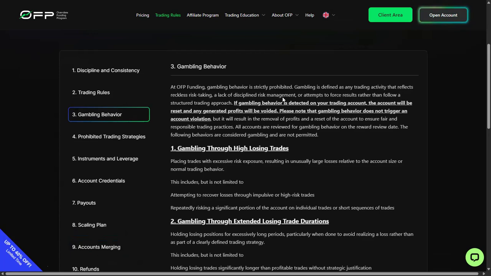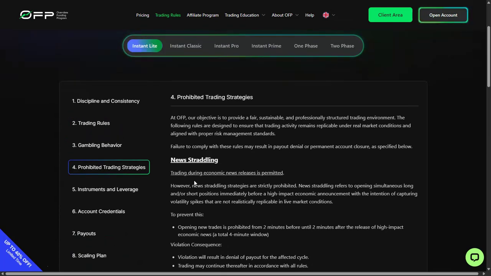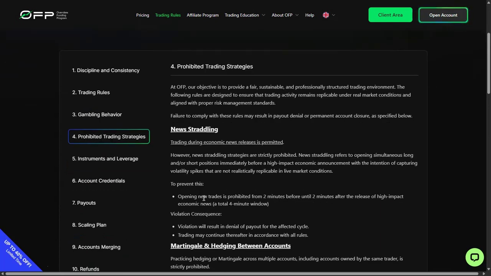Now when it comes to gambling behaviors or prohibited trading strategies, number one is that news strategy is not allowed. It is highly prohibited, right? You're not allowed to open a trade 2 minutes before or 2 minutes after the release of high impact news.